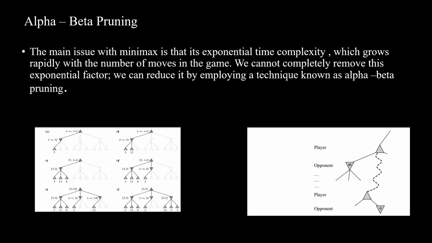So next we're going to talk about alpha-beta pruning. The main issue with minimax search is its exponential time complexity, which grows rapidly with the number of moves in the game. While we cannot completely remove this exponential factor, we can significantly reduce it by employing a technique known as alpha-beta pruning. These methods allow us to compute the optimal minimax decision without examining every node in the game tree.